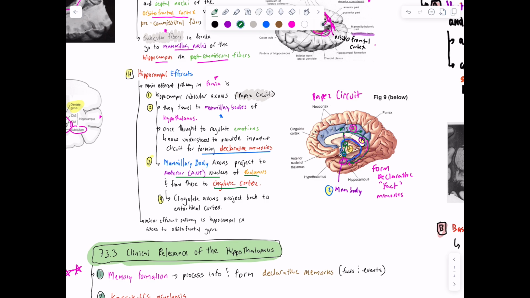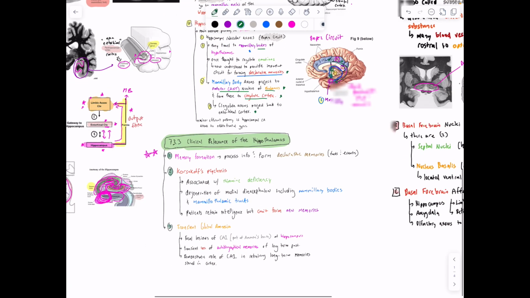So through the fornix, the subicular axons go to the mammillary bodies embedded in the hypothalamus. This is for forming declarative memories. The mammillary bodies project to the thalamus, the relay station, the anterior nuclei, and then from the thalamus to the cingulate cortex, and then from the cingulate cortex, aka this limbic association cortex, you go back to the hippocampus via the entorhinal cortex. All right, so it's a circuit.